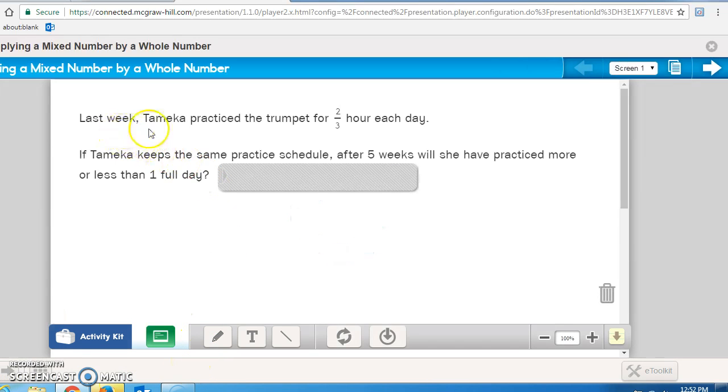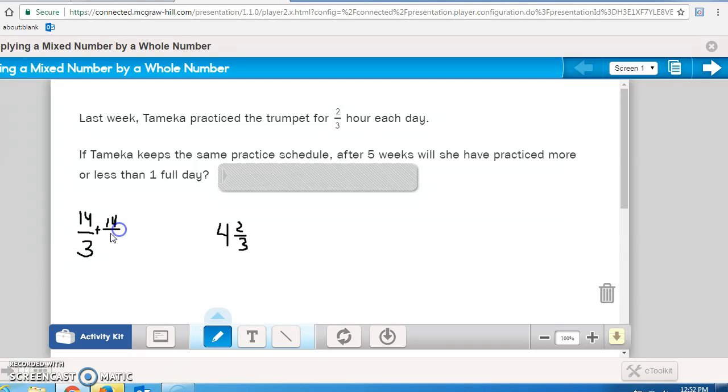Now we're going to make this problem slightly harder. This time it says, last week Tamika practiced the trumpet for 7 and 2/3 hour each day. If she keeps the same practice schedule after 5 weeks, will she have practiced more or less than a full day? So if every week she practices 14/3, or we said using a whole number, 4 and 2/3, in 5 weeks, what will she have practiced? So we either will need to add 14/3 5 times.